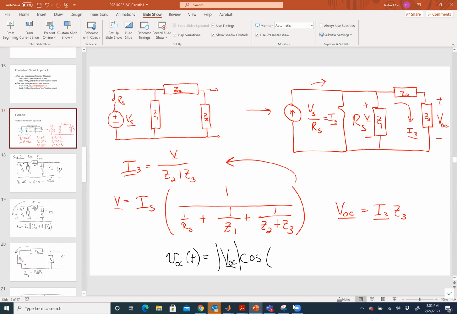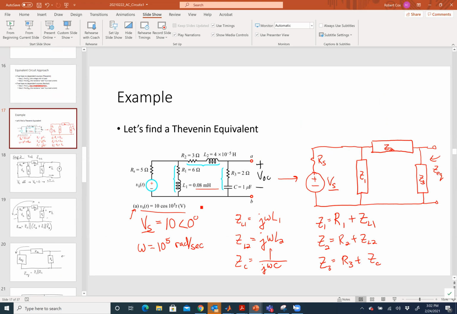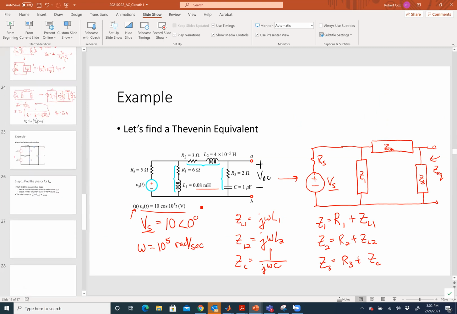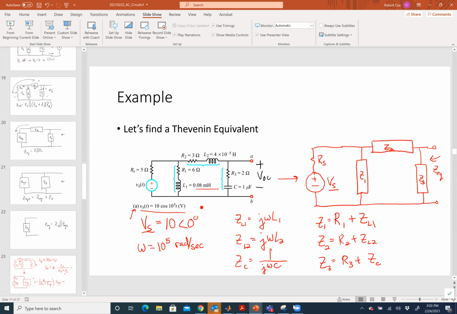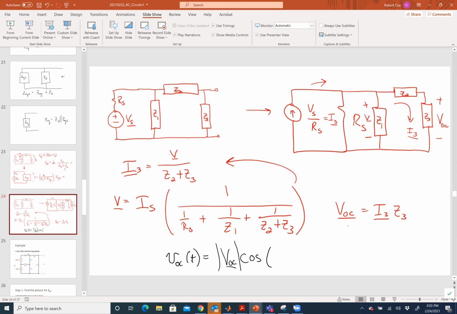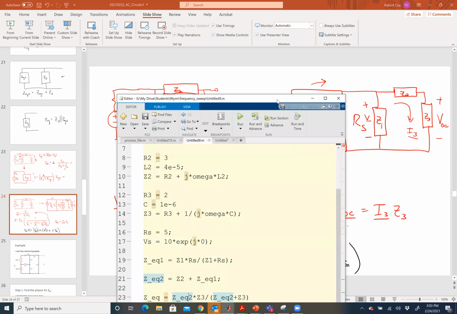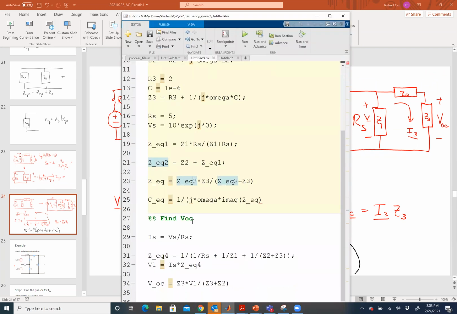So let's see. Back at the beginning of the problem, we were told that the frequency was 10 to the 5th radians per second. The frequency never changes, right? So I'm going to make this 10 to the 5th t. And then what do I add to that? The phase. Yep. So I say the angle of VOC, whatever that is. That's my final expression. And what I did the other day was my source transformation, went through that whole process, and here's me going through that whole thing there.